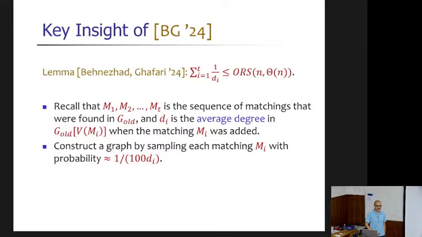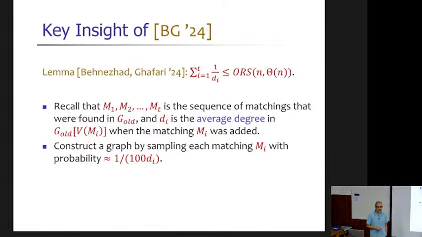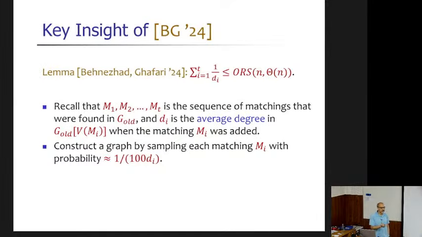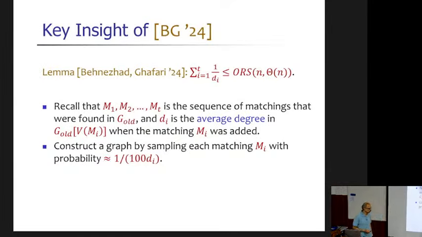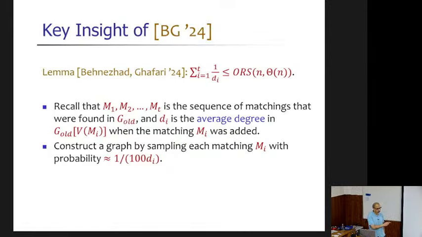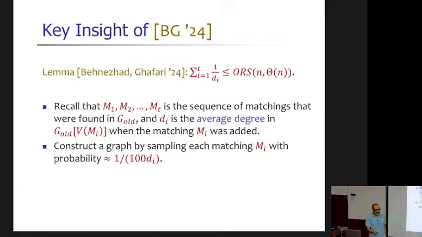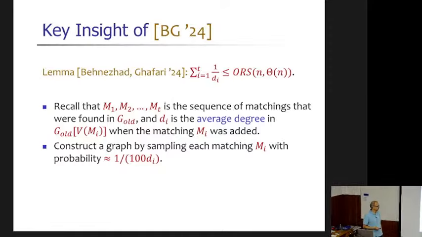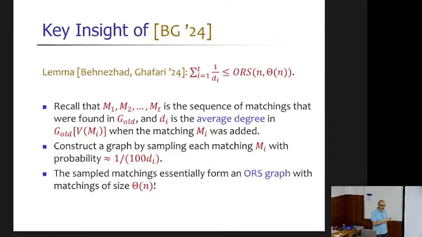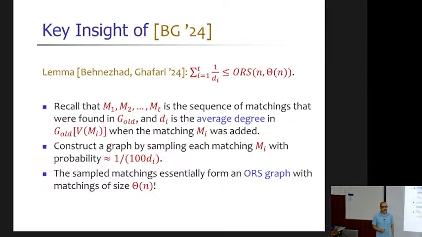Construct a new graph by sampling these matchings at the following rate. Sample matching Mi with probability 1 over 100 Di. Roughly the inverse of the degree that existed. So if Di is small, you're almost certainly keeping the matching. And if Di is large, there's a small probability you're keeping it. What you can show is that these sampled matchings form basically an ORS graph in reverse. If you see them in reverse, so instead of prefixes you look at suffixes, you're going to get an ORS graph.